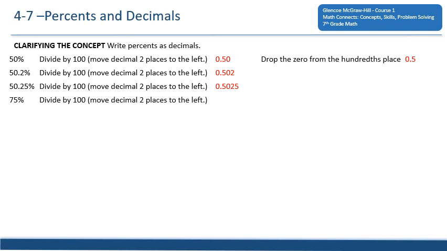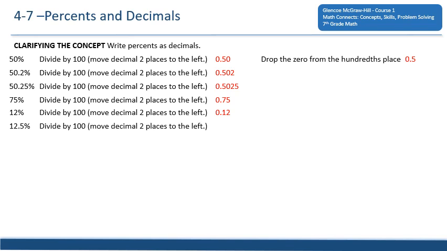We have 75%. We're going to divide by 100, move the decimal 2 places to the left, and we'll get 0.75. 12%, divide by 100, and move the decimal 2 places to the left, so we get 0.12. 12.5%, divide by 100, move the decimal 2 places to the left, we get 0.125. 12.55%, divide by 100, move the decimal 2 places to the left, we get 0.1255.